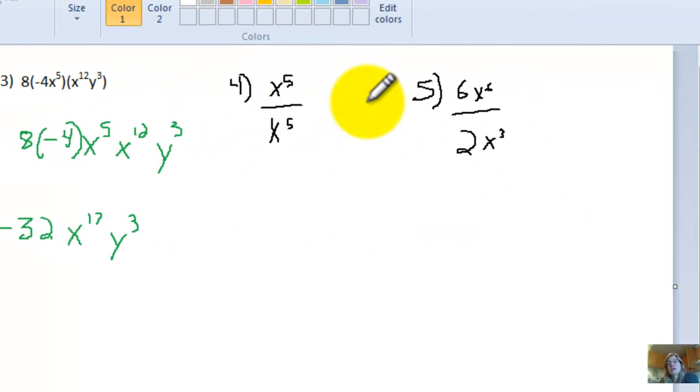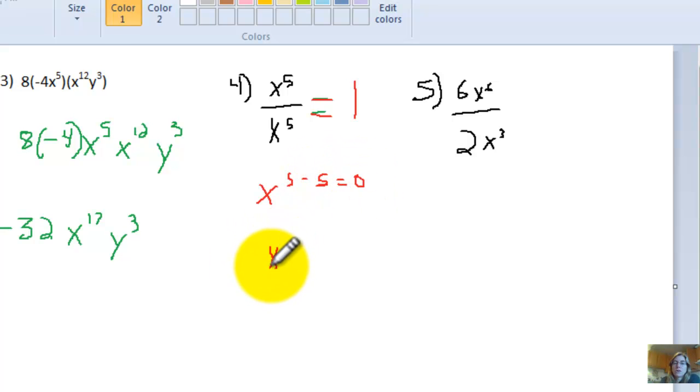In this situation, you could look at it one of two ways. Any number over itself is 1. It doesn't matter what in the world it is. It's x over x, x to the 100 over x to the 100 is always 1. The other way to look at this problem is follow the exponent rules. You subtract the exponents, 5 minus 5 equals 0. So you have x to the 0 power, which is not 0. Anything to the 0 power equals 1. So you still have the same answer no matter which way you look at it.